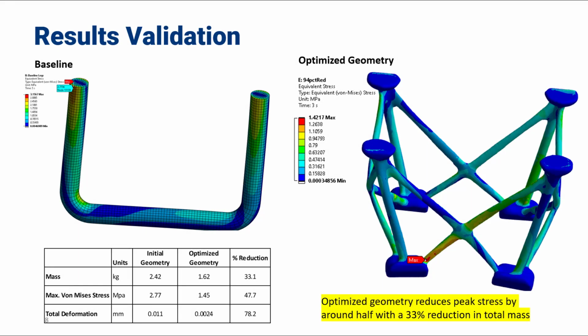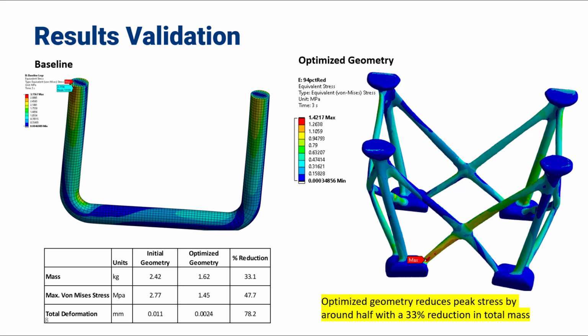So in our previous videos, we showed optimizing the geometry on the right side of the page in Ansys Discovery and meshing this geometry in Ansys Mechanical. In this video, we're going to show how to apply loads and boundary conditions to this geometry, as well as the baseline geometry for the quadcopter legs that we started with, in order to get a one-to-one comparison of the reduction in stress and mass.